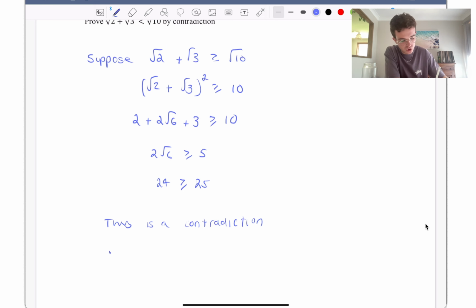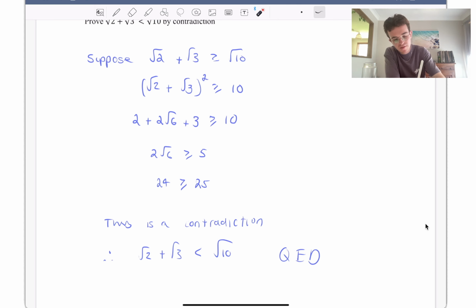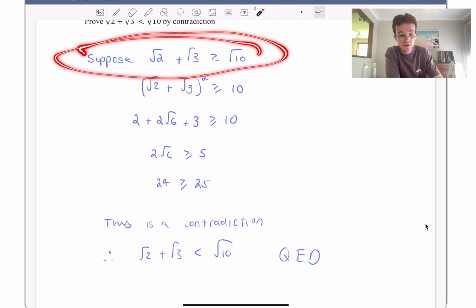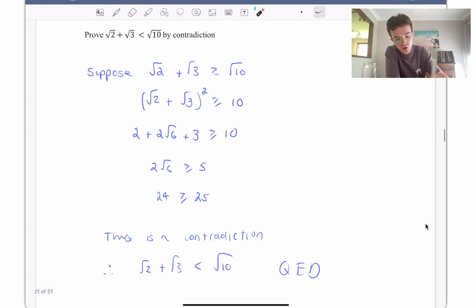So therefore the original statement must be true. Root 2 plus root 3 has to be less than root 10. If this assumption is false, because it's the opposite of the original question, then the original statement has to be true.